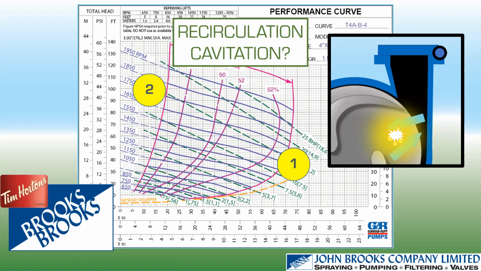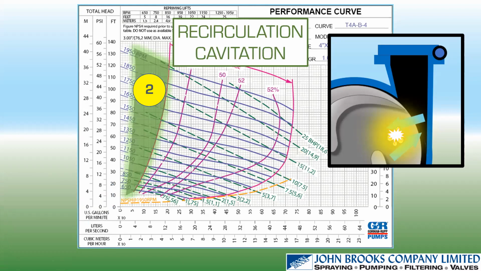Where does recirculation cavitation take place on the pump curve? Is it in location 1, where the NPSH is very high, or is it in location 2, where the pressure is very high? I'll give you a couple of seconds to think about that. I'd say 80% of the people have said 2. Good, and that's the case. We've got a very high pressure, low flow, so we're getting that internal recirculation from the discharge back into the pump impeller.